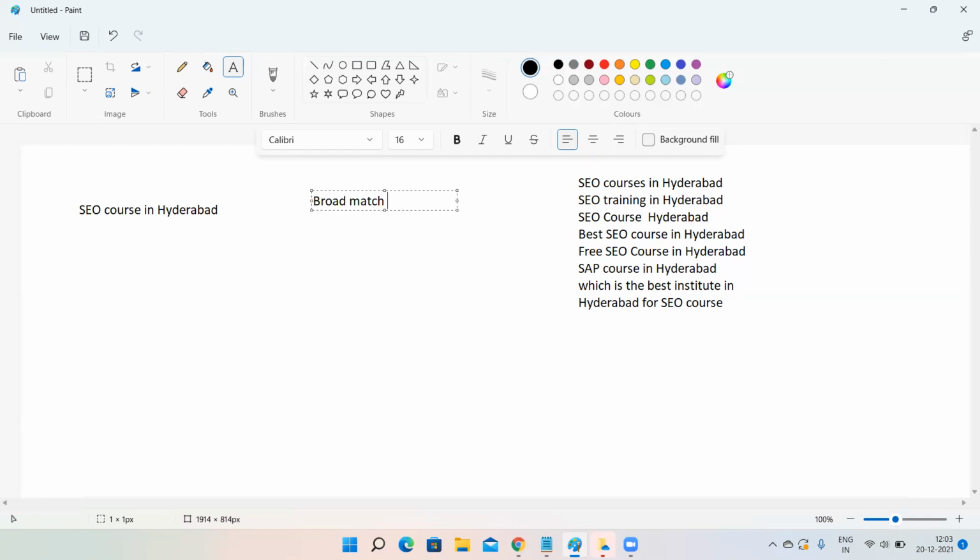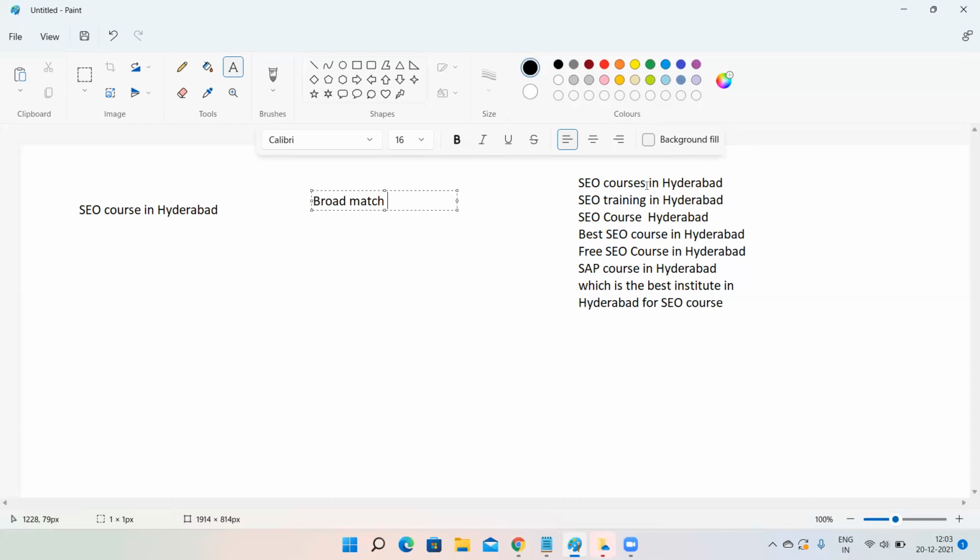Google is a trustworthy platform, but whenever they get a chance to take money from the advertiser, 100% they will try to take money from the advertiser. So by default, Google will take broad match only. See, SEO course in Hyderabad. Even for SEO courses in Hyderabad also, my advertisement will appear. This does not matter. If SEO course and SEO courses, you are not at a loss, because if somebody searches for course or courses, the advertisement should appear.